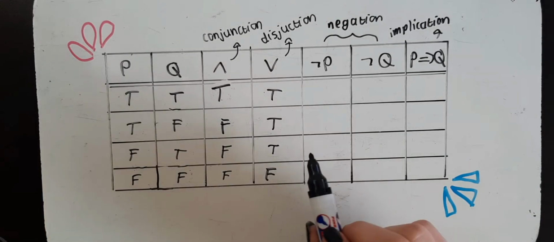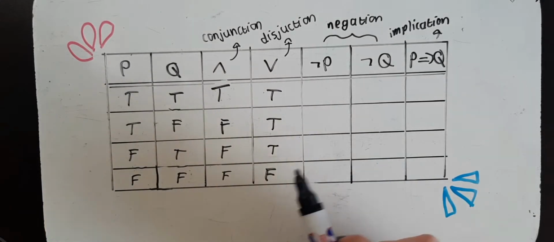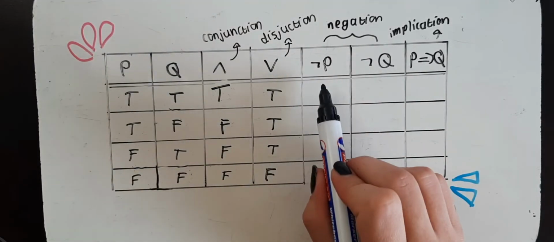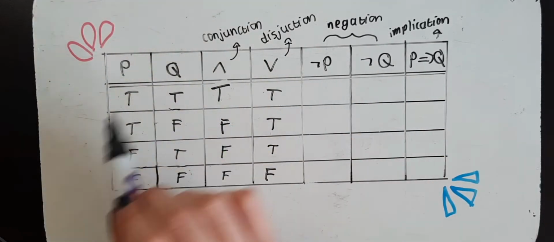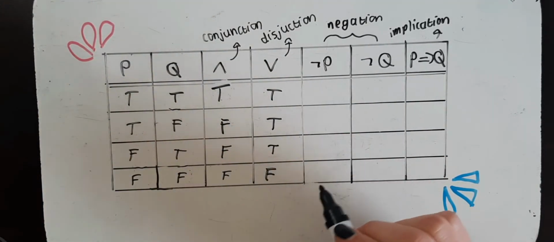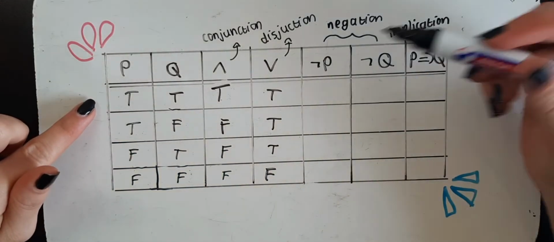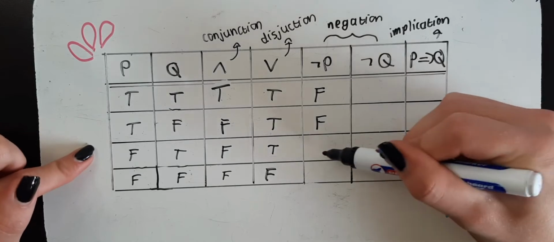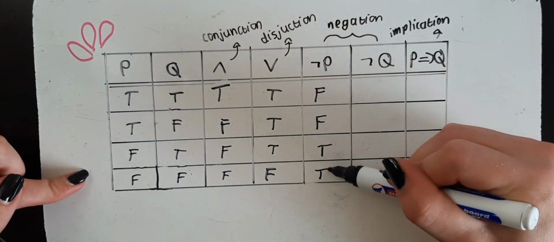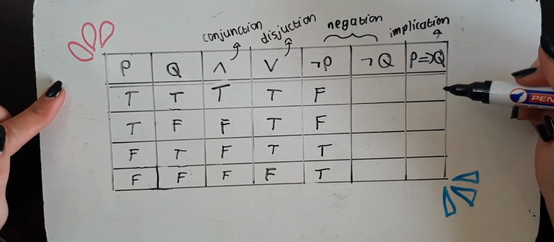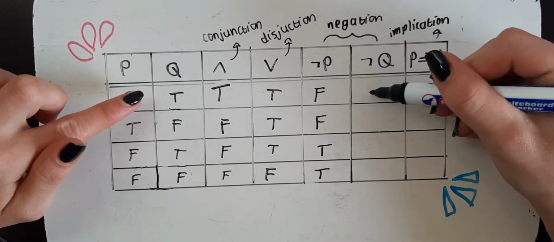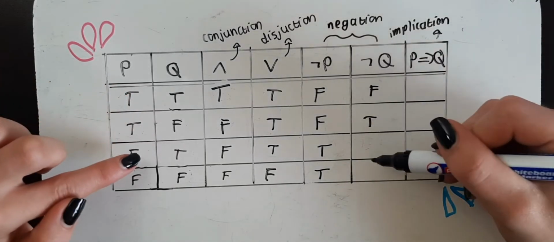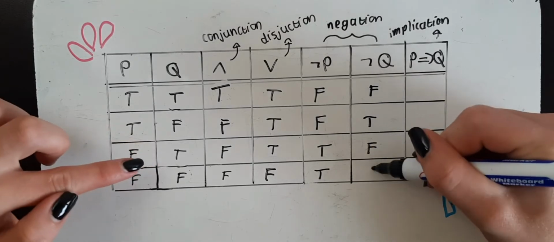Then the negation of P and Q is the opposite of P or Q. So not P is the opposite of P. So the truth values will simply be opposite. So here we have true, so it will be false, and true will be false. False will be true, and false will be true again. The same goes for not Q. So because Q is true, it will be false here. It is false at Q, so not Q will be true, and so on. So here we have a false again, and then a truth.